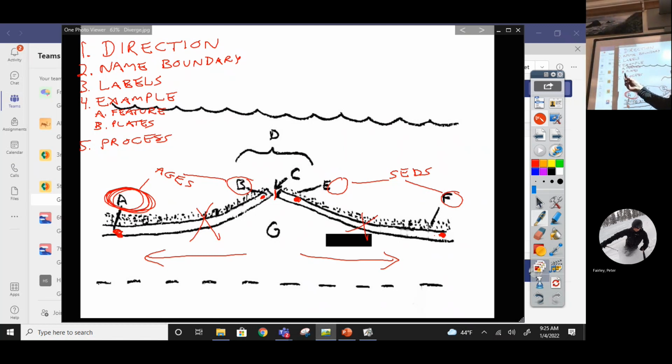What process is it that pulls them apart? So what did we do? We did the ages. Okay, C and D. What are these features? What is this thing that I've drawn and I've kind of shaded in here? It's a rift valley. At the top of this underwater mountain range.